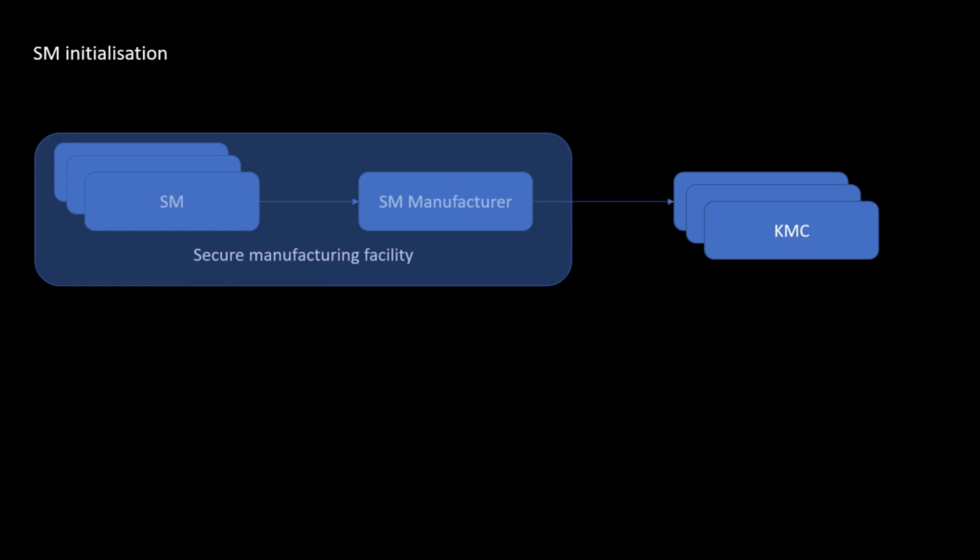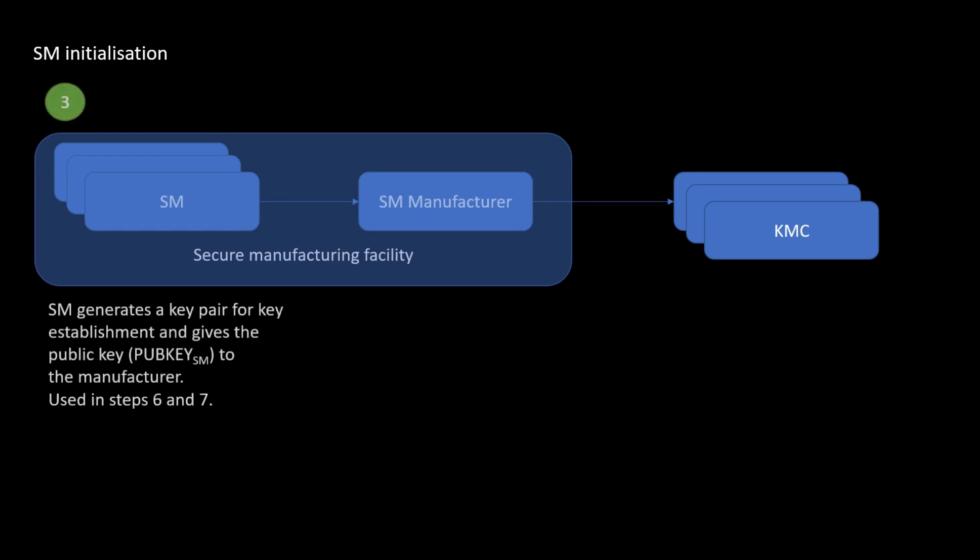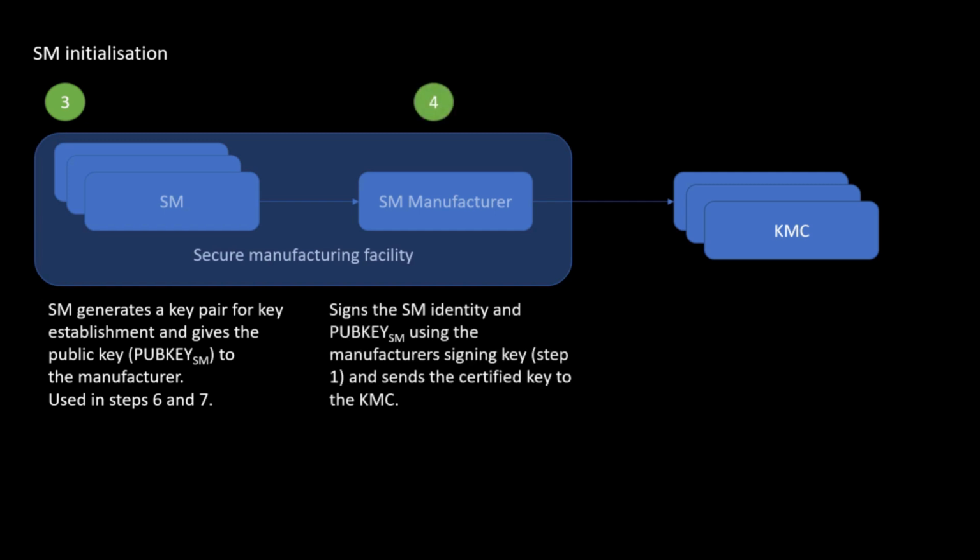For SM initialization, you have a secure module manufacturer that manufactures secure modules, and you have multiple KMCs. So step 3 of this is the secure module generates a key pair for key establishment and gives the public key for that secure module, and that's pub key SM, to the manufacturer. This is used in steps 6 and 7. The manufacturer signs the secure module identity and the pub key SM using the manufacturer's signing key, that's step 1, and sends the certified key to the KMC.